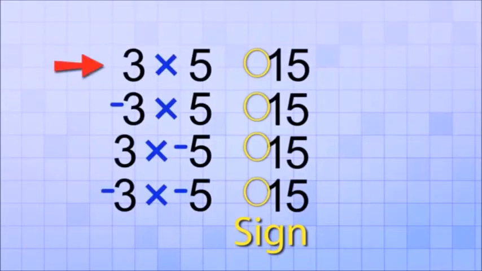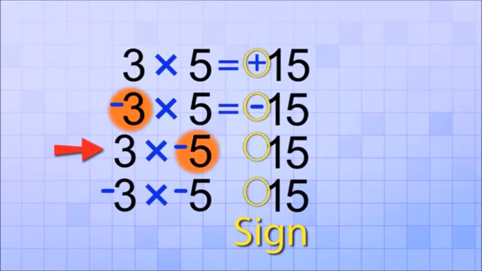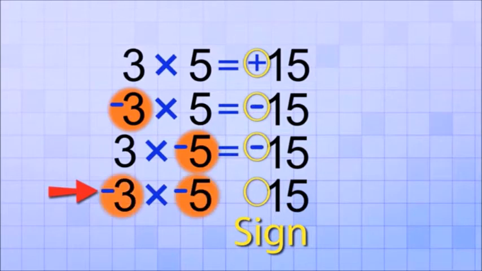So, in the first problem, we don't have any negative factors. So our answer is just going to be positive 15, which we already knew. In the second problem, we have only one negative factor being multiplied, which means our answer will be negative 15. In the third problem, we also have just one negative factor, which means that our answer will also be negative 15. And in the fourth problem, we have two negative factors being multiplied. That's an even number of negative factors, so they'll balance each other out, they'll switch and switch back, and they'll give us an answer of positive 15.